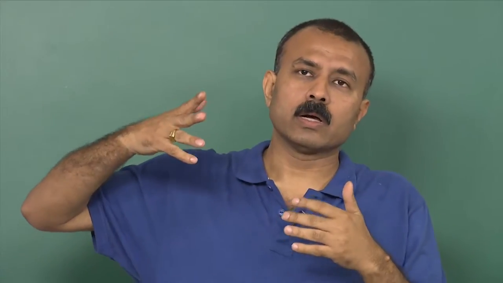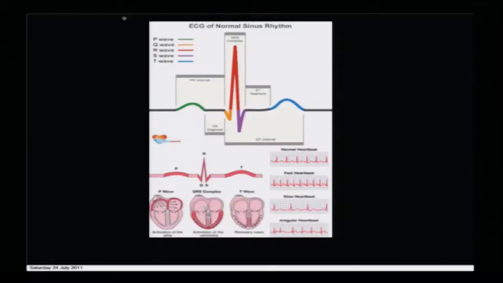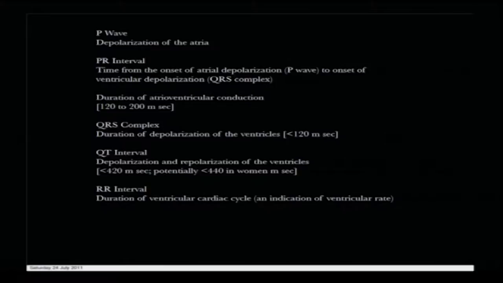So the wave has moved from the lower chambers all the way. The blood has now been pumped either to the lungs or to the atria, depending on which side it is going through, through the aorta, sorry. So the depolarization and repolarization of the ventricle is less than 420 milliseconds, and then the PR interval. So this is your PR interval. Duration of the ventricular cardiac cycle is an indication of the ventricular rate. So this is what these individual waves stand for.